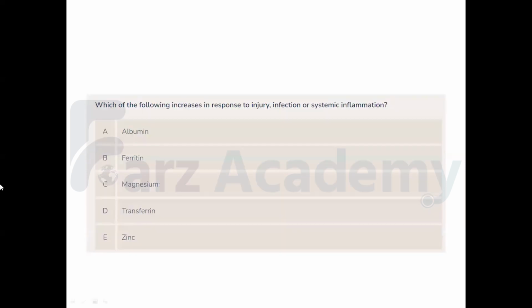Which one of the following increases in response to injury, infection, or systemic inflammation? Albumin, ferritin, magnesium, transferrin, zinc. Okay, so the correct answer is ferritin. Ferritin is an example of an acute phase protein which rises in response to injury, infection, or systemic inflammation. Other examples of acute phase proteins that increase are CRP, serum amyloid A protein, and hepcidin. So these are the few acute phase proteins which you have to remember.